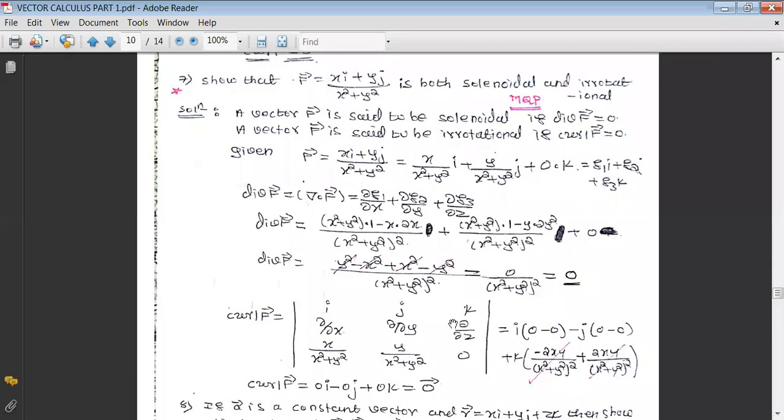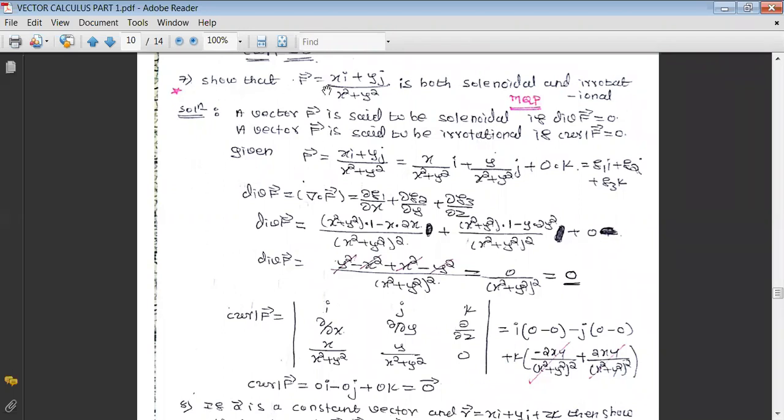In the previous video, we have discussed some examples on the basic concepts of vector calculus. Now let us deal with some more examples on the basic concepts of vector calculus. Now there is an example.